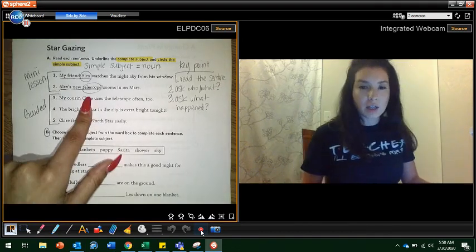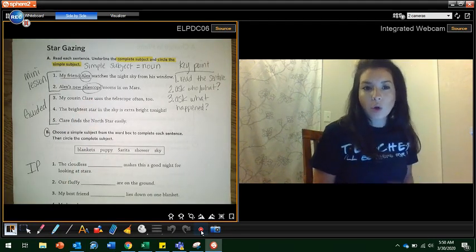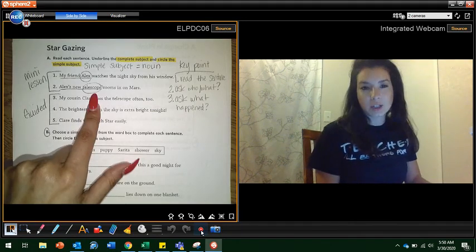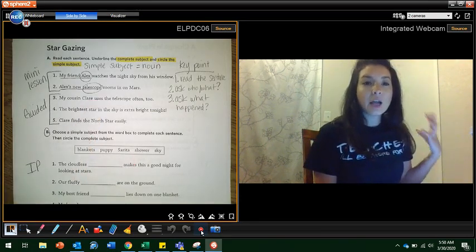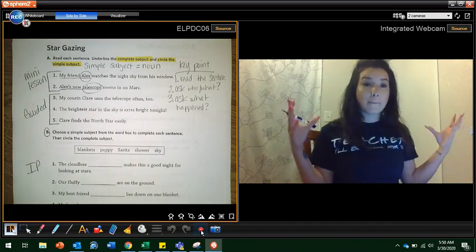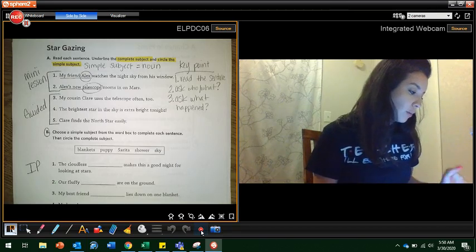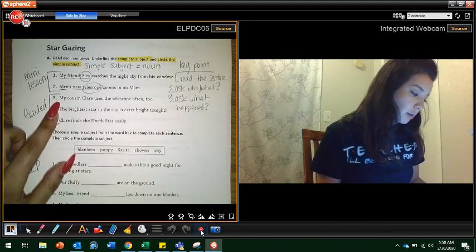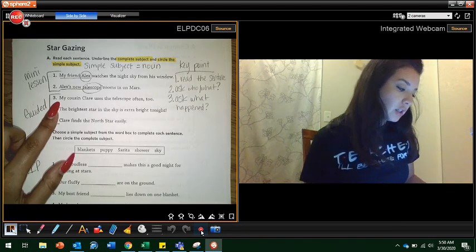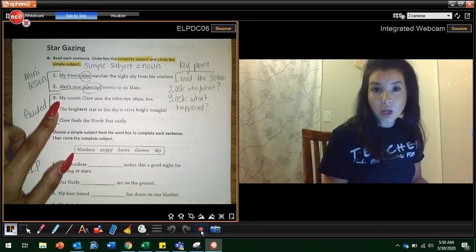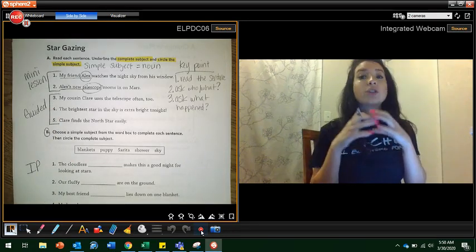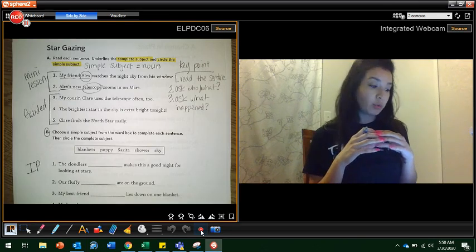So if I go back and I say, well, what was zooming in on Mars? What happened? It was the telescope. This is how we're identifying the 2 parts of a sentence, making sure our sentence is complete. So I'm going to guide you a little bit more on what your expectations are going to be. On number 3, my cousin Claire uses the telescope often too. So remember, we're only underlining the complete subject and we're circling just the simple subject.